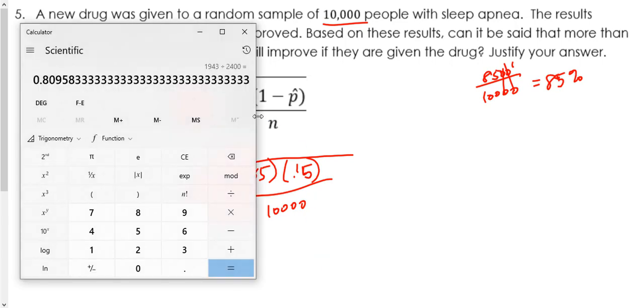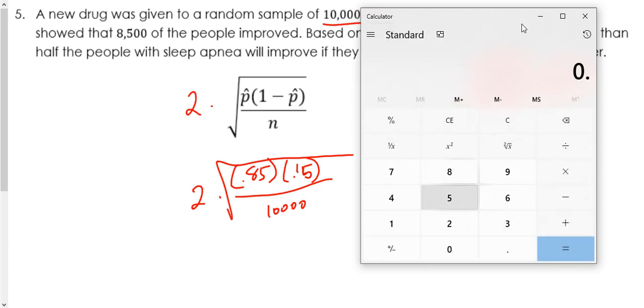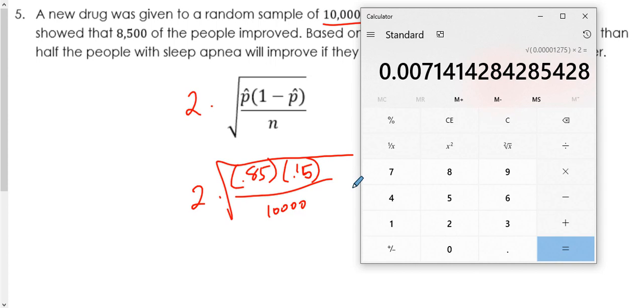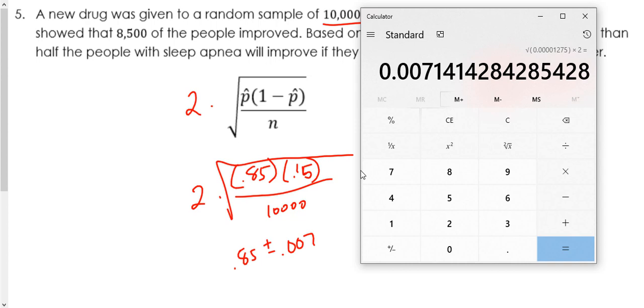Okay, so calculator. Let me go back to the other one because this one works better for this. 0.85 times 0.15, and this number divided by 10,000. It's going to make that number extremely small. We're going to take the square root of that number, and then multiply it times 2. And we get 0.007. So this is 0.85 plus or minus 0.007. That's a very, very small margin of error.